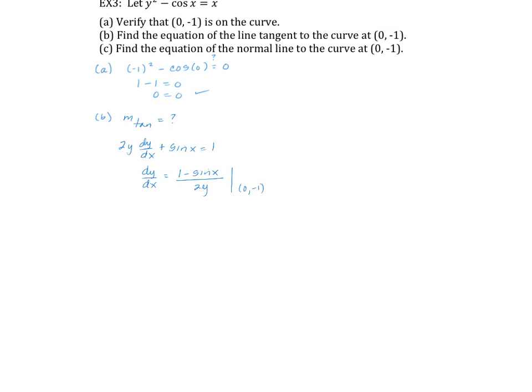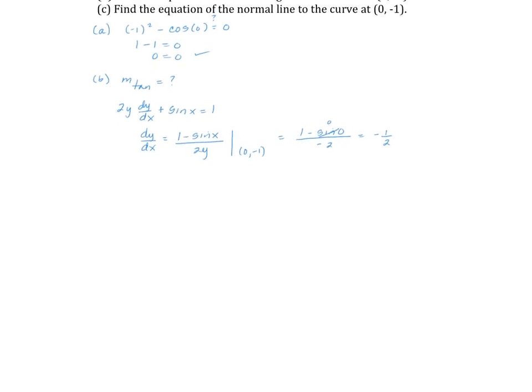So notice that this derivative has both an x and a y in it. And that often happens when you use implicit differentiation because it's not a function. If it were a function, the derivative would only have x. When I evaluate this, it's going to be equal to 1 minus sine of 0 over negative 2. And then sine of 0 is 0. So this becomes negative 1/2.